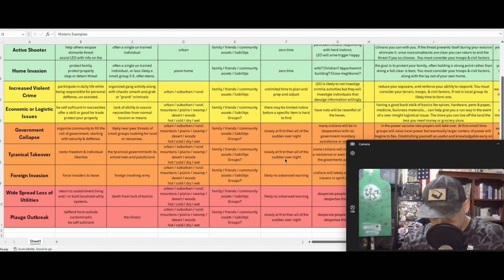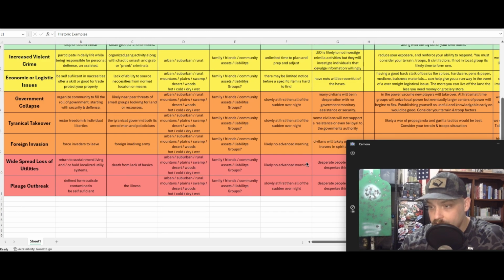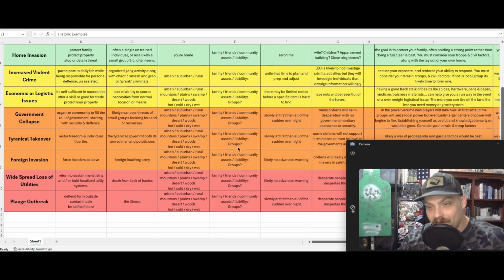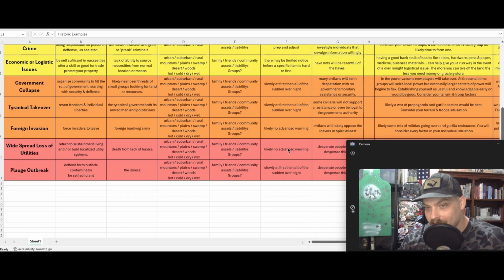Time. For tyrannical takeover, just like government collapse, it's slowly at first, then all of a sudden overnight. Foreign, at first there's troops in D.C., and then there's troops in every major city, but hey, there's a lot of crime. And then there's troops in your city, even though it's not a major city. And then there's just troops everywhere. The cops are now troops. Foreign invasion will likely be no advanced warning.